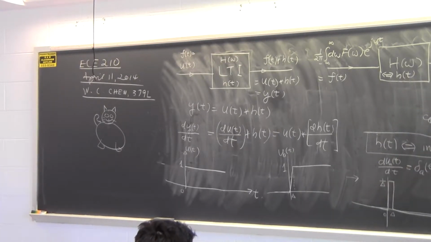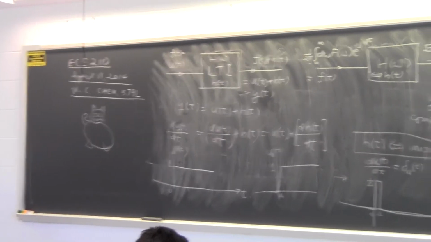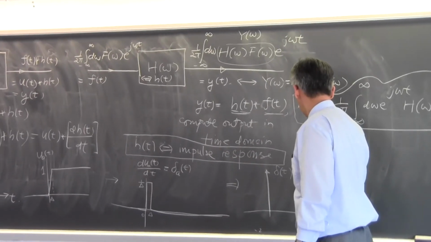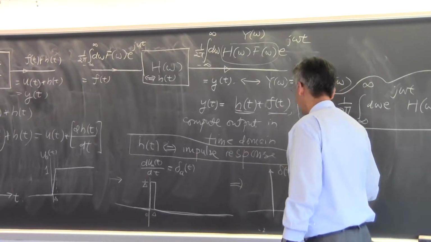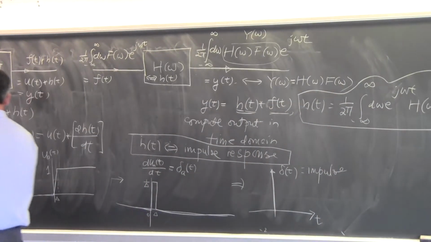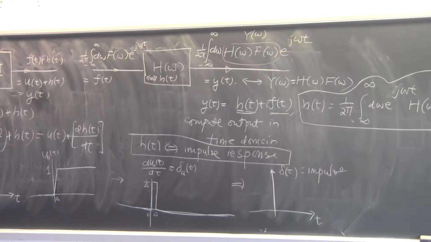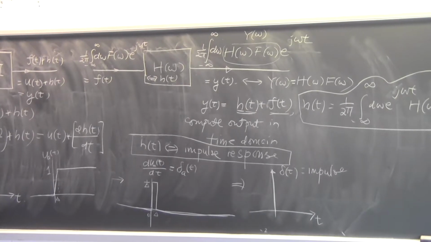When delta goes to 0, you get this function, which is usually drawn this way, and is called delta of t. This is called the impulse. And this is called the unit step. And this is an approximation of the unit step function.